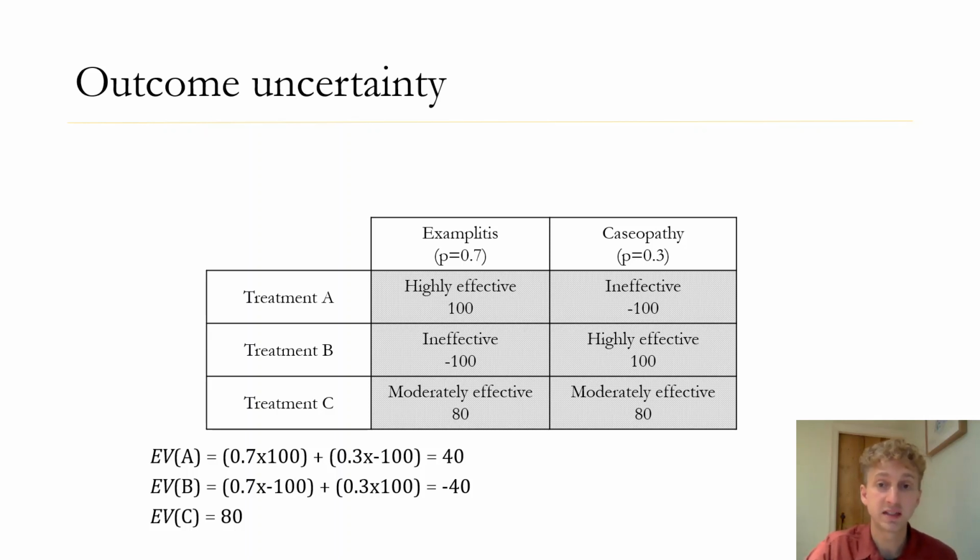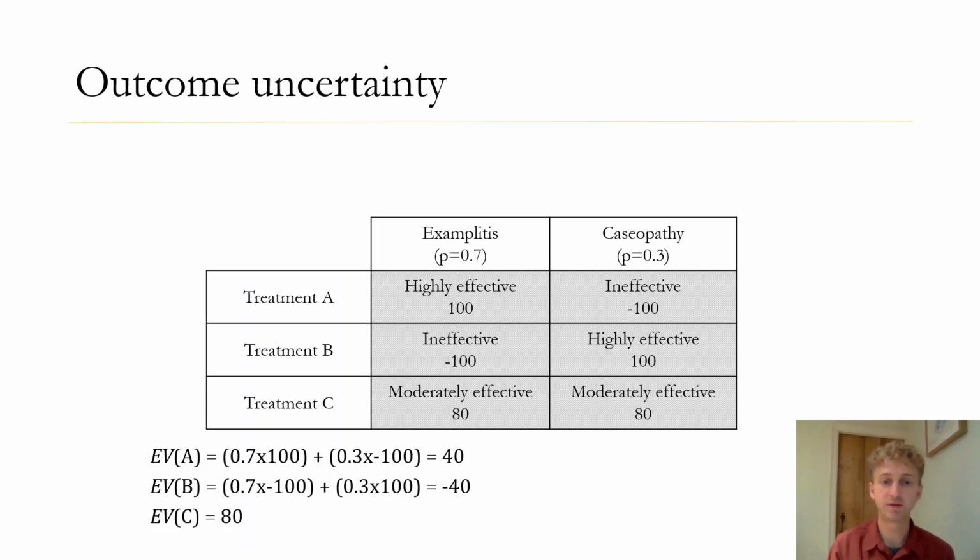The option that has the highest expected value is treatment C. This treatment will be moderately effective no matter what, but isn't going to get us either the best or the worst outcome. In some sense, in this case, it looks like we should hedge our bets or something like that.